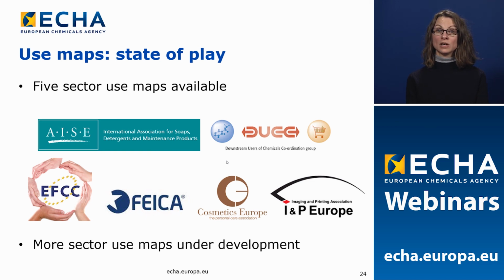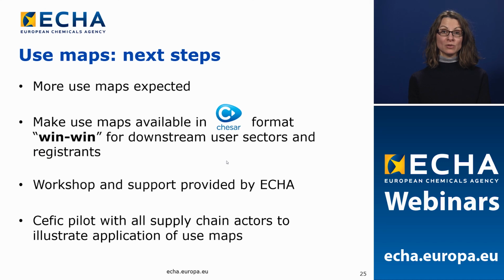Those use maps are already covering a broad range of uses and sectors. For example, you can find use map elements for sectors such as the cosmetics, the detergents, soaps, but also adhesives and sealants, imaging and printing, or construction chemicals. There are also many other active downstream user sectors that are currently working on the preparation or the update of their use map elements. In the coming months, more use maps should be published in the library, so keep an eye on it. You might also be interested to hear about what will happen in the coming months. As mentioned, more use maps should be published in the library by additional sectors.